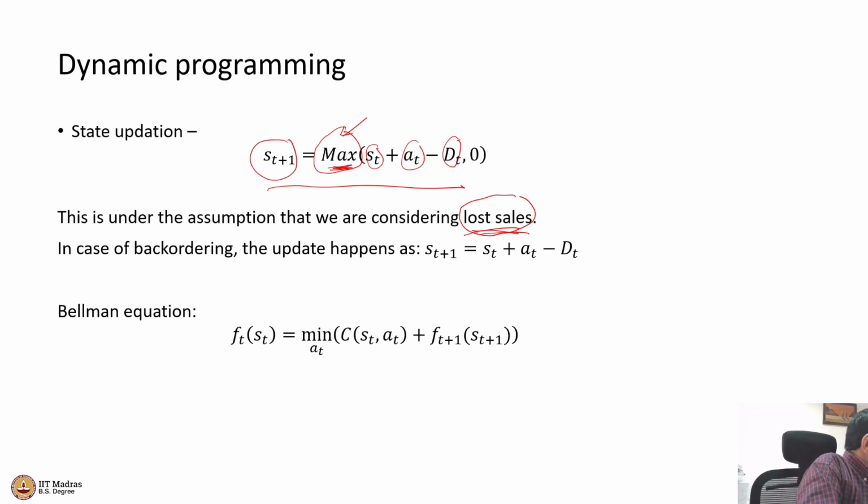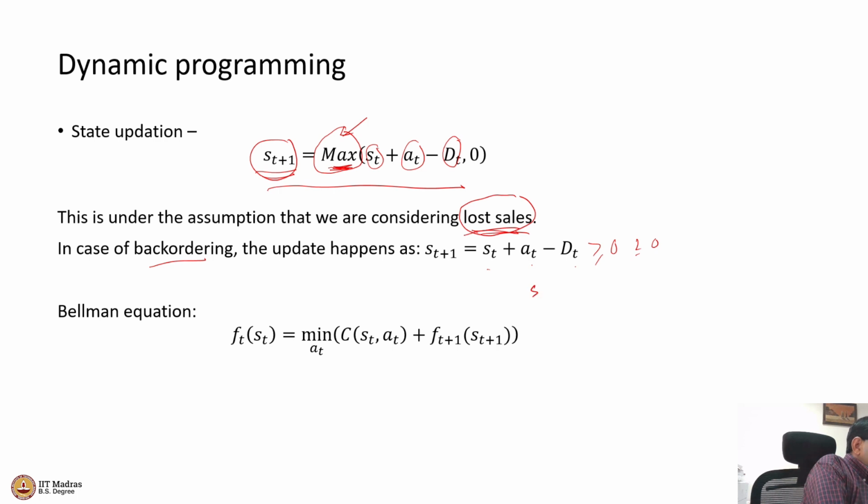All right. If we are considering back ordering, which means we are allowing S_t+1 to become negative, then we can drop the max, and therefore S_t plus A_t minus D_t can be greater than 0 or less than 0. So anything is possible.